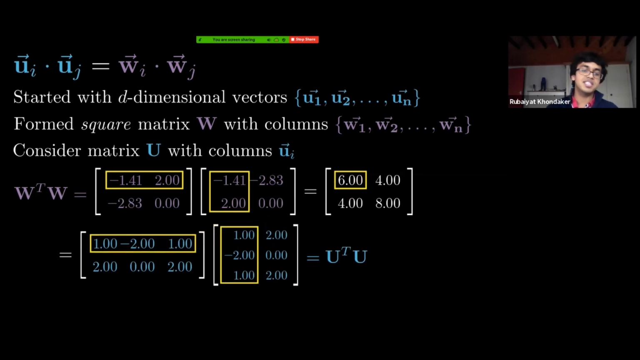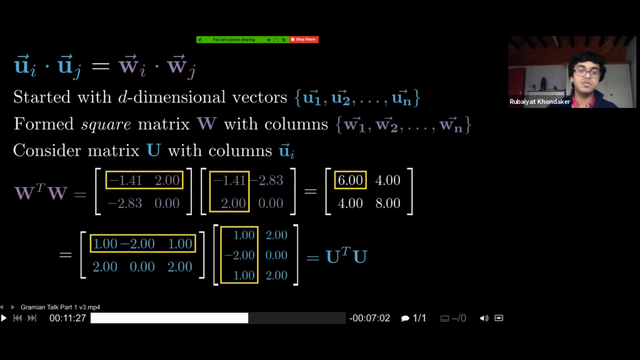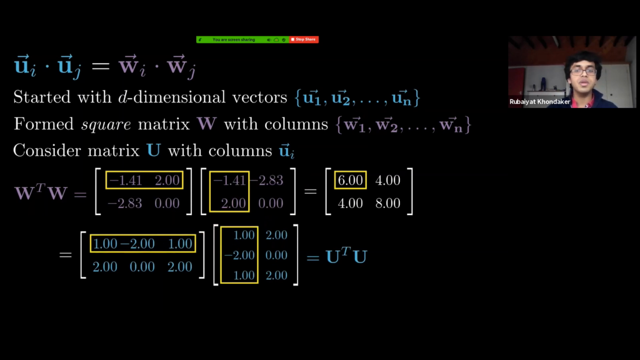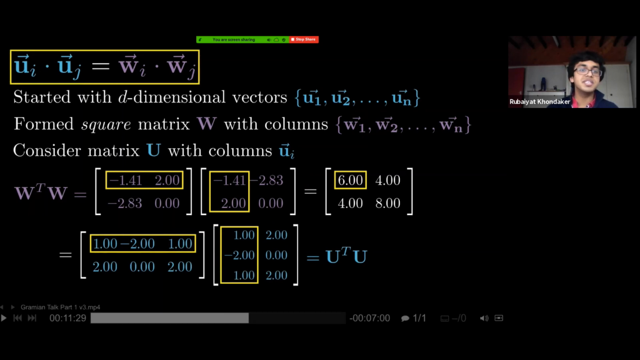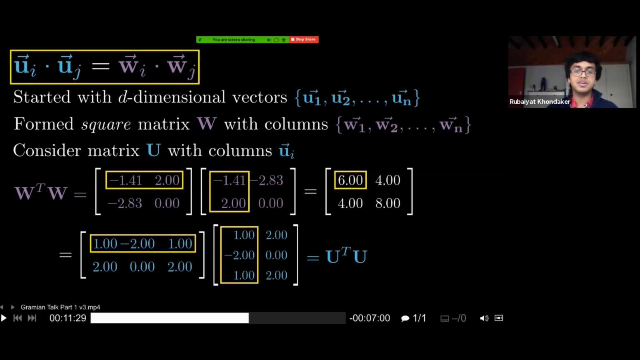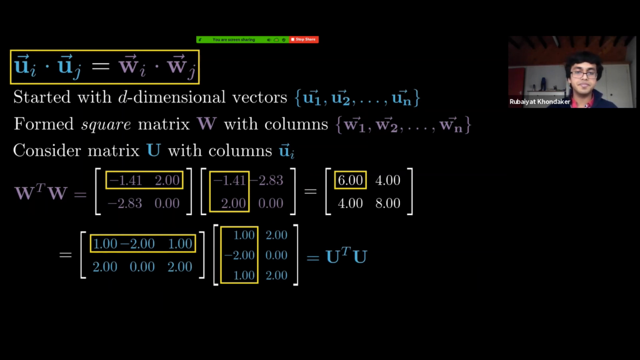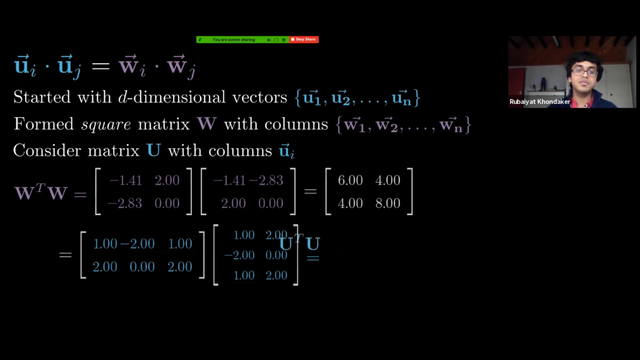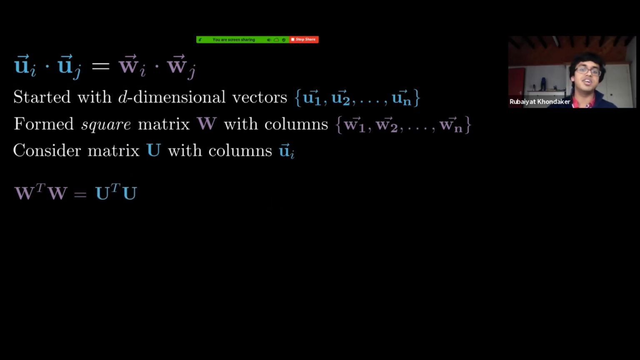Now here, you're doing a similar thing: this row times this column is like this column dot this vector here. So they're equal because of this property. This entry is like w1.w1, and it's also u1.u1. And this entry, first row, second column, would be w1.w2, which is also u1.u2. Those are the same. So we have W transpose W is U transpose U.